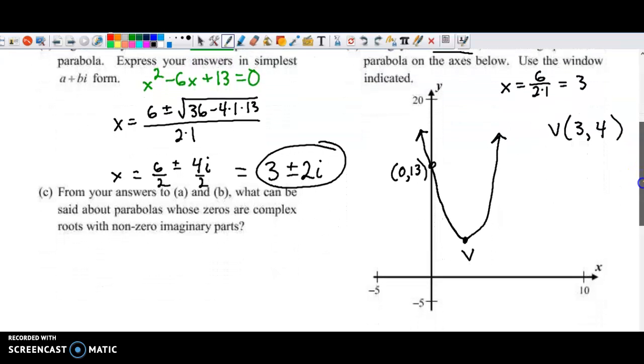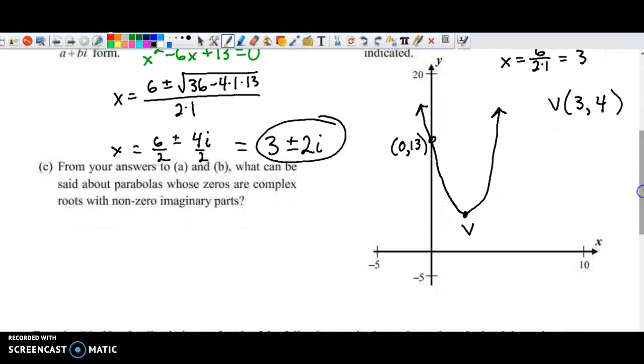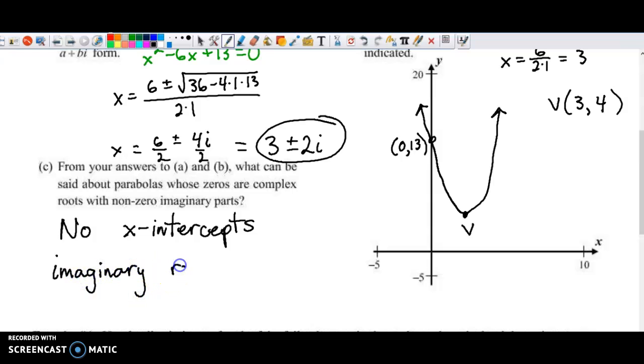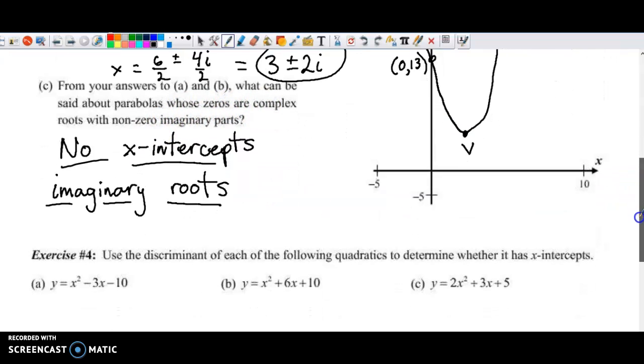So here's the situation, and what you need to understand is that there are no x-intercepts. It never crosses the x-axis. And the reason why that's okay and why it's validated by this is because we had imaginary roots. So the thought process is, if you're going to get imaginary roots, then you're not going to cross the x-axis when you graph the curve. That's exactly what we're trying to get at.